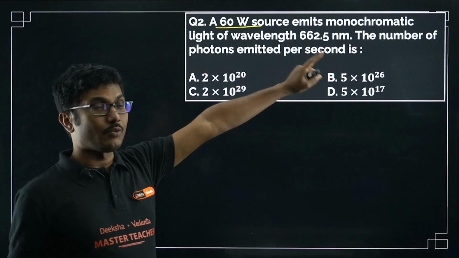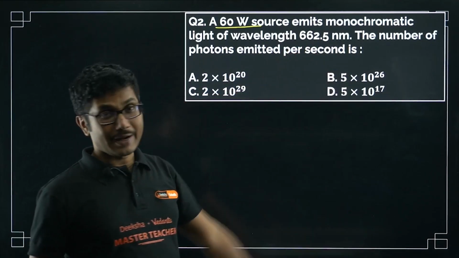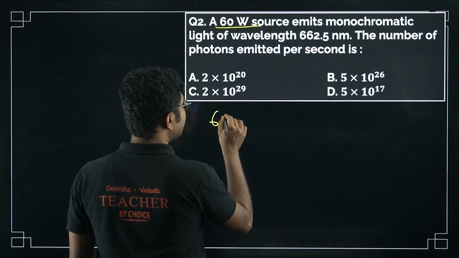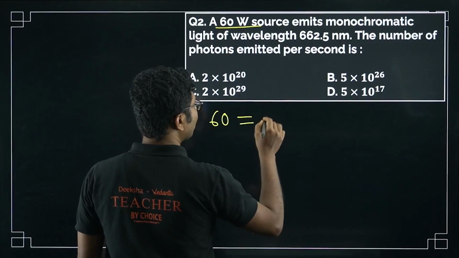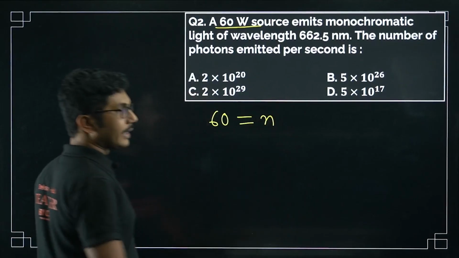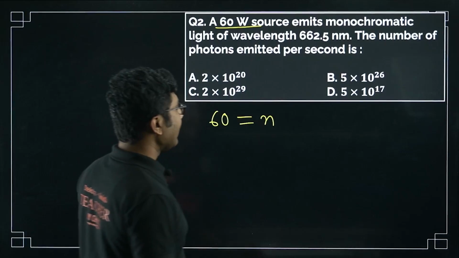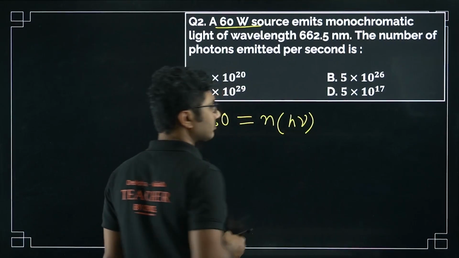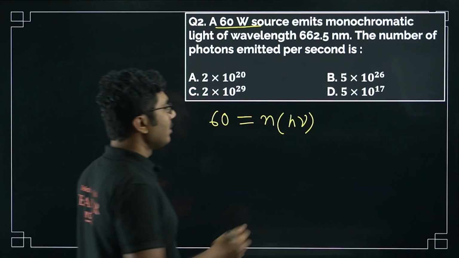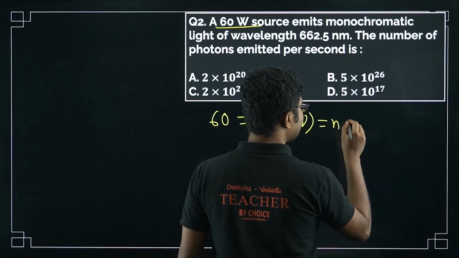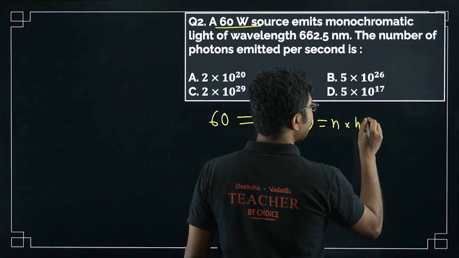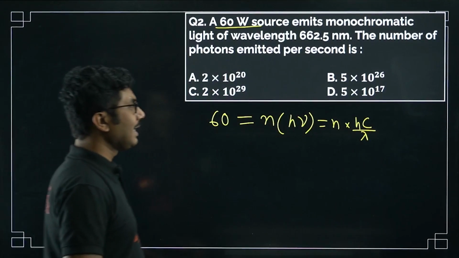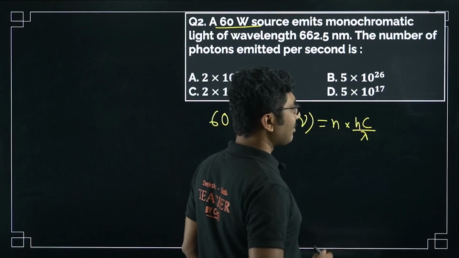The wavelength of the light is 662.5 nanometer. So what is the number of photons? How to calculate it? 60 equals the total number of photons, say small n, times the energy of one photon, which is h nu. So we can write this as n into h c by lambda. From here we can calculate the number of photons.